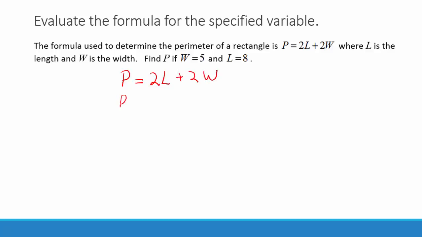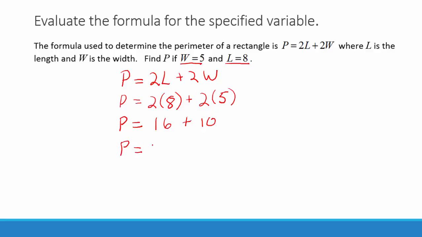Then, rewrite the formula and replace parentheses for the variables for which we know the value. We will replace W with 5 and L with 8. Now we can determine the perimeter by performing order of operations. 2 times 8 is 16, plus 2 times 5, which is 10. So our perimeter is equal to 26.